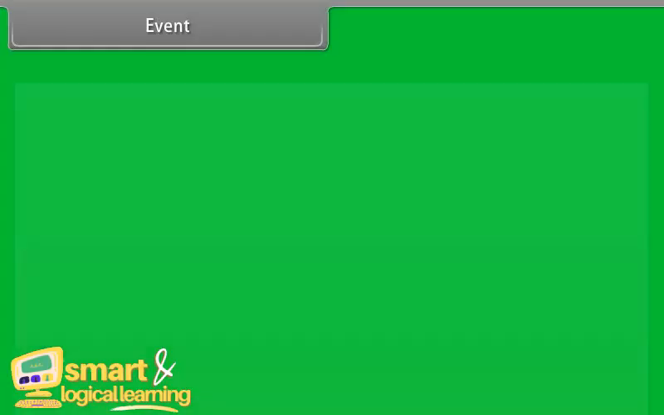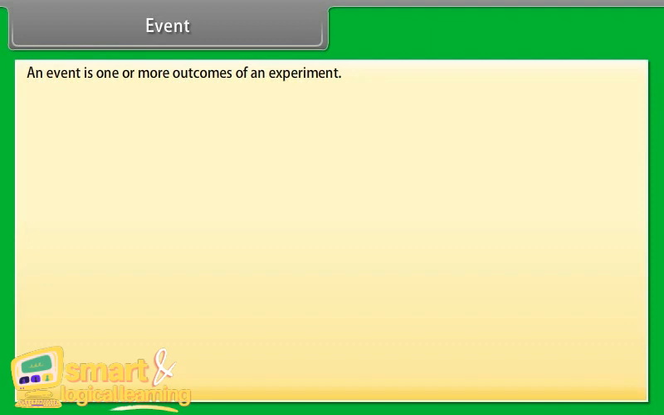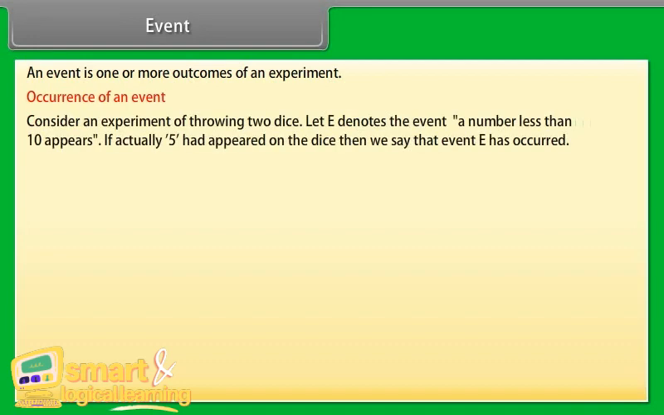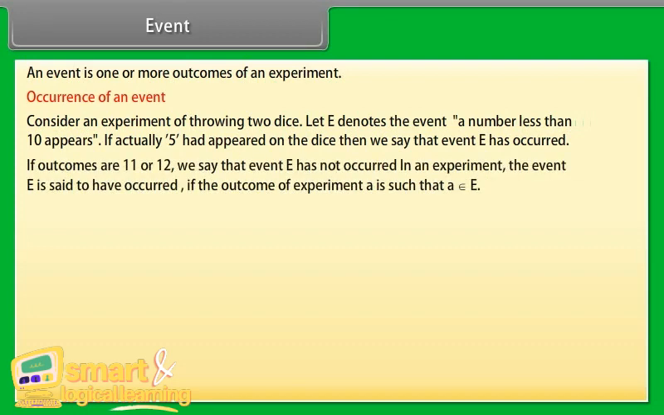Event. An event is one or more outcomes of an experiment. Occurrence of an event. Consider an experiment of throwing 2 dice. Let E denote the event: a number less than 10 appears. If actually 5 had appeared on the dice, then we say that event E has occurred. If the outcomes are 11 or 12, we say that event E has not occurred.